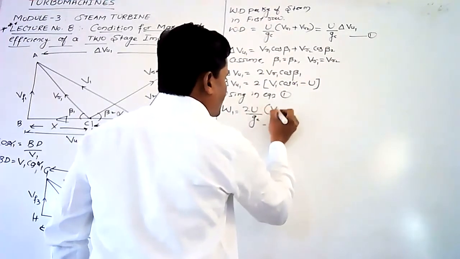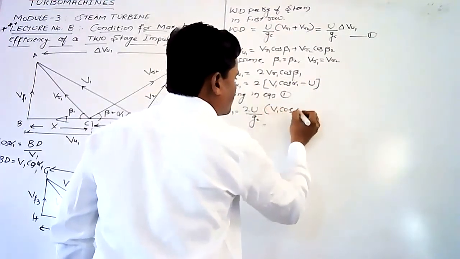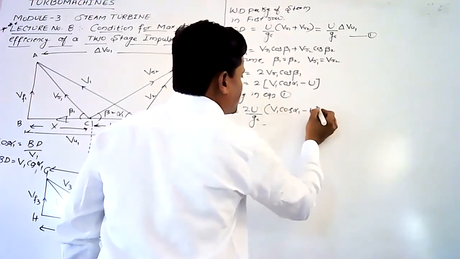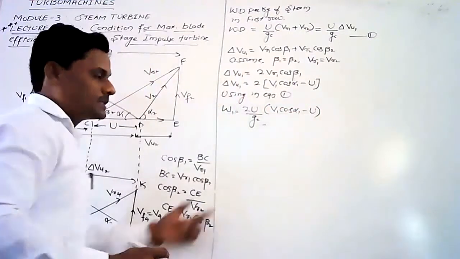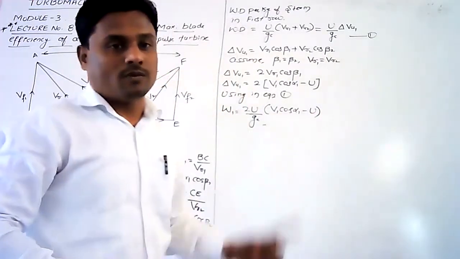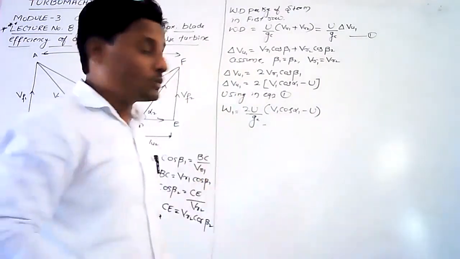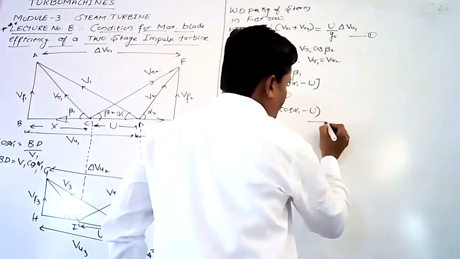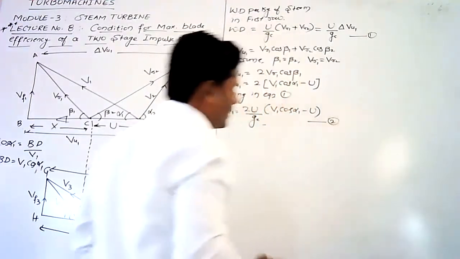Okay. So here V1 cos alpha 1 minus U as it is. So this is the work obtained from the first set of moving plates, first row of moving plates. So keep it as equation number 2.